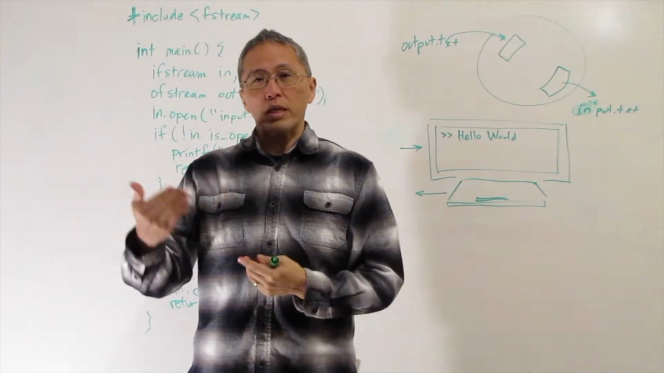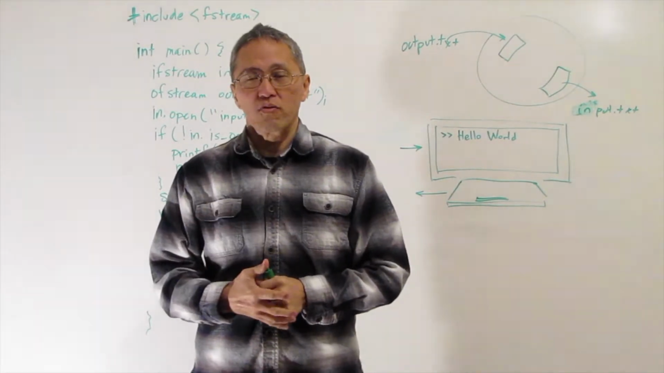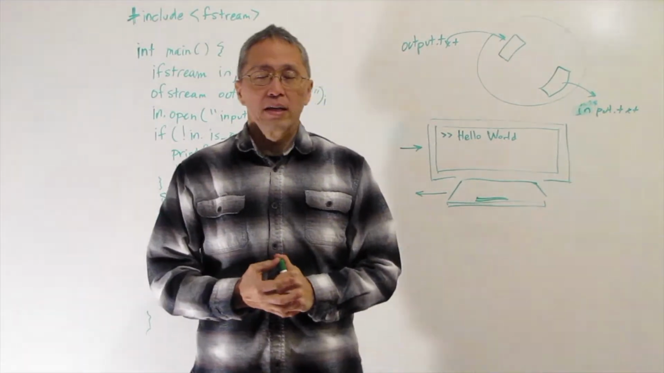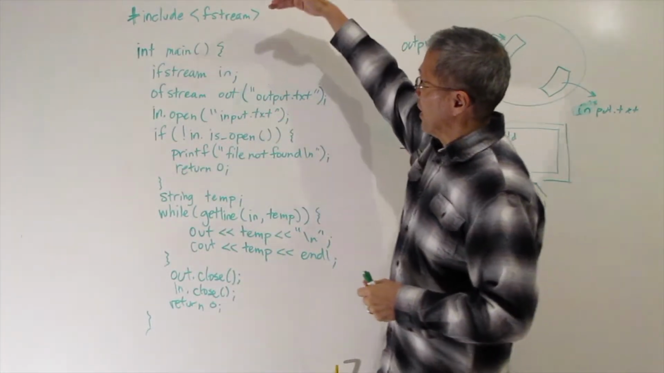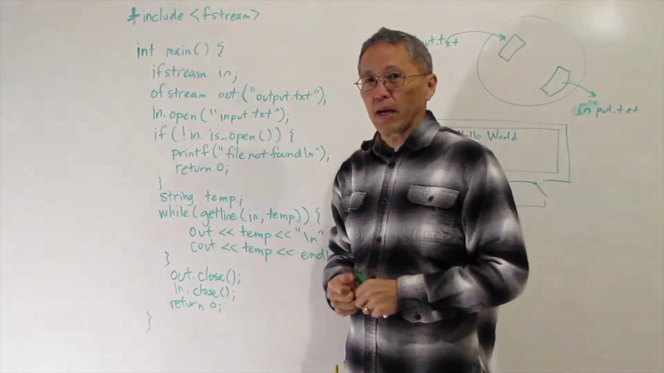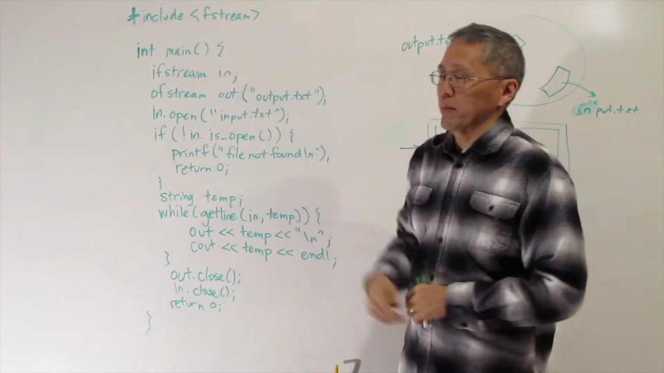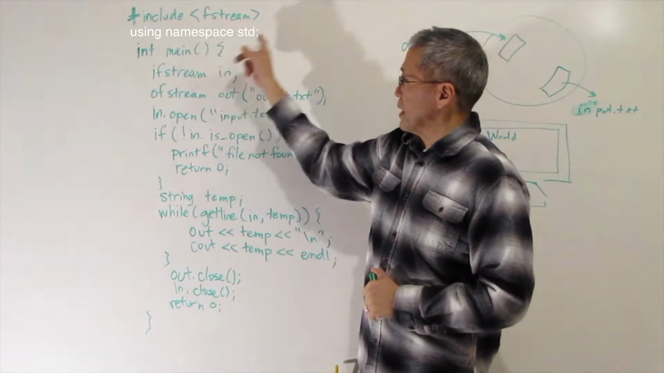All it does is read from a file and write to a file. So it reads from an input file and writes to an output file. So here's the code. I'm going to have to include fstream now, so we do #include <fstream>. And then I'm going to have my int main, just like always.